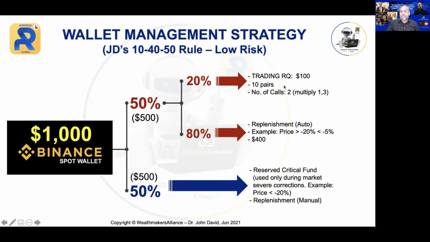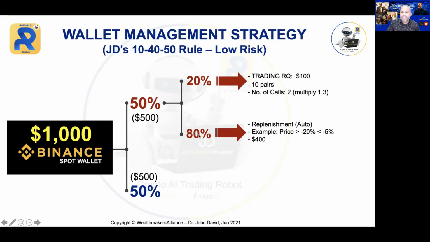Now, I'm going to have a remaining 80%, which is $400. This remaining $400 will be used by the robot to do auto replenishment when the market is going against you. Please understand, just because you buy low doesn't mean the market will remain low. The market can even go lower. So when the market goes lower, you have the $400, or 80%, for the robot to do the automatic replenishment for you without you interfering. So leave the robot to do the job.